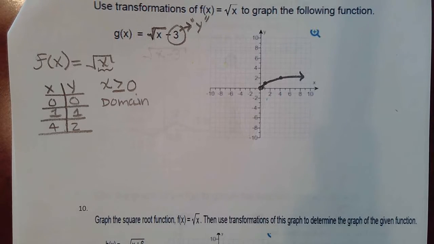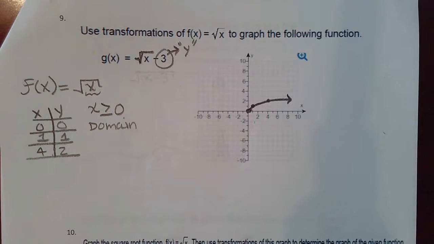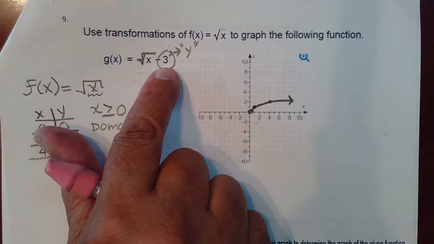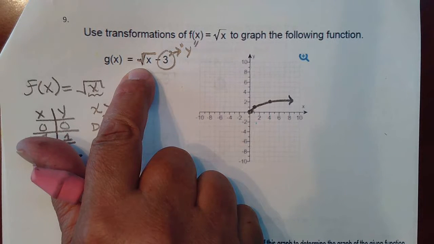Okay, continuing with MAC 1105. We were on problem number 9, and I was trying to explain to you when we left off in the last video that this -3 is not underneath the radical with the x, and therefore it is not an action that you're going to perform upon the x.